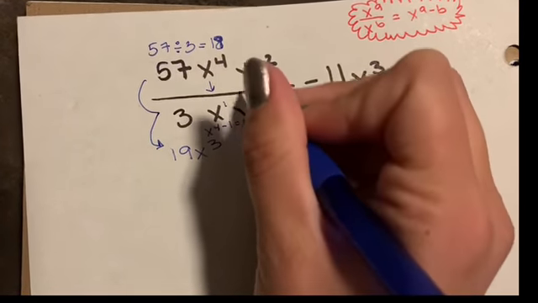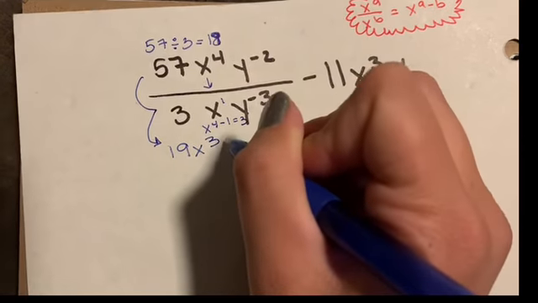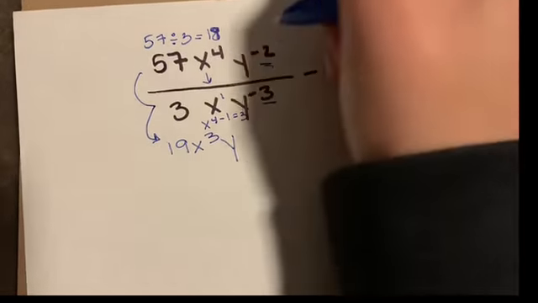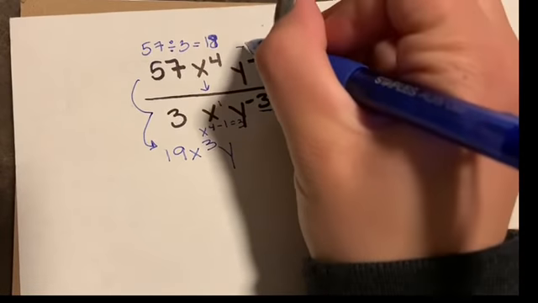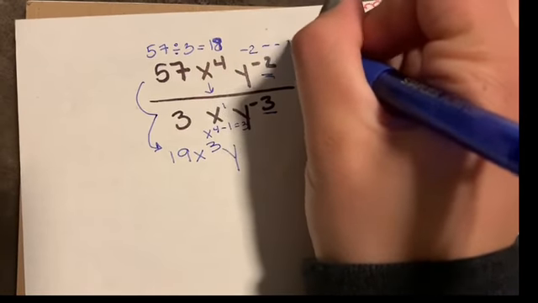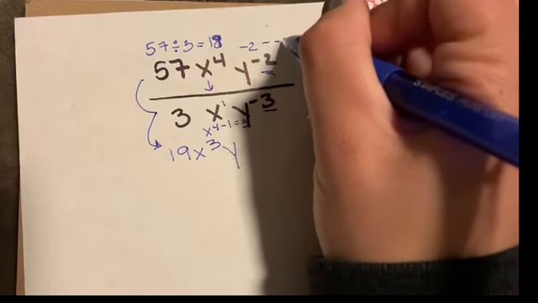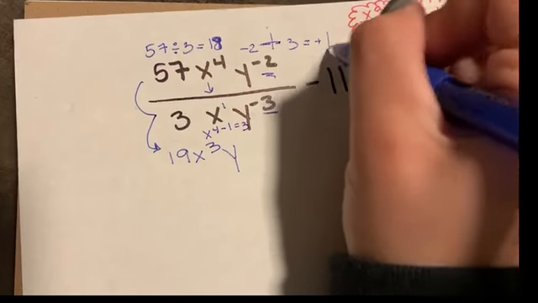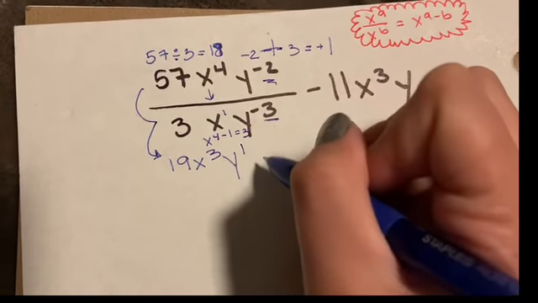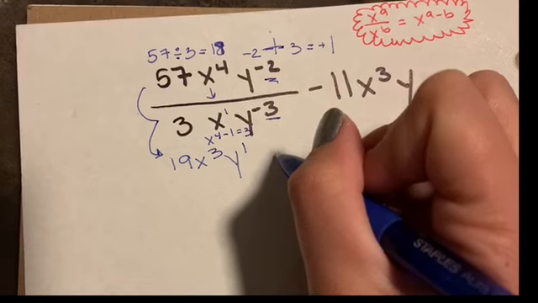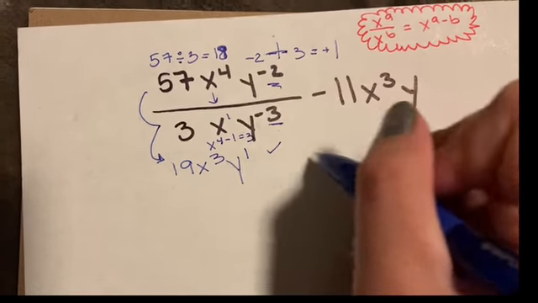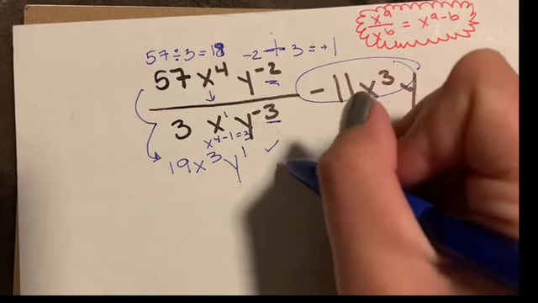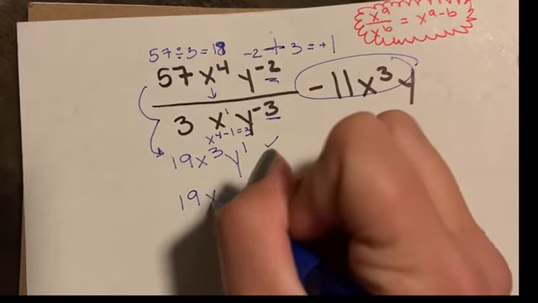With your next variable y, you subtract down. Negative 2 minus 3. We'll follow the rule where a negative minus a negative becomes a positive. So negative 2 plus 3 equals 1. So y to 1. Finally, you'd bring down the rest of your problem. Negative 11 x to the third y with an invisible 1.